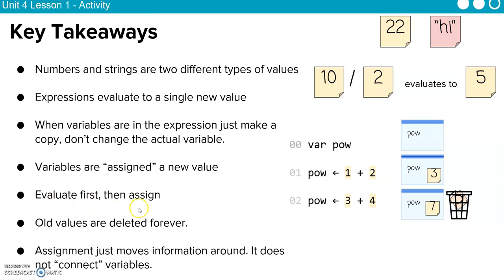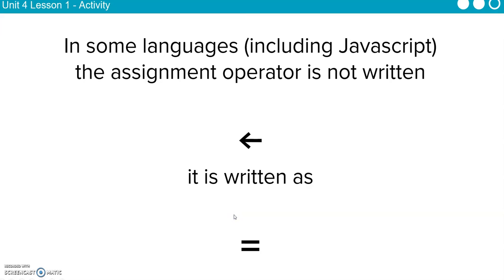Evaluate first, then assign. So we reduce it to the simplest, right? Then we assign it. Old values, they get thrown in the trash. We don't remember them. They can be gone. And assignment just moves information around. It does not connect the variables. Okay, there's no connection. They're just putting that value in.